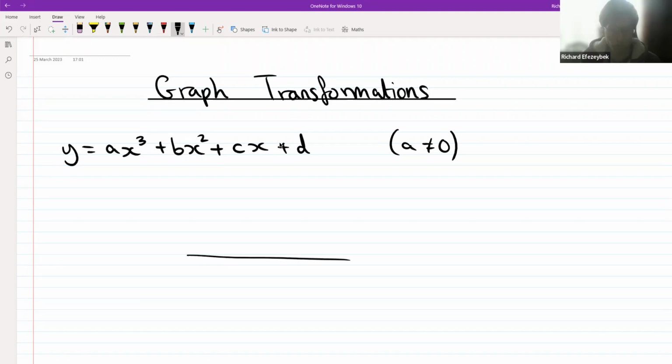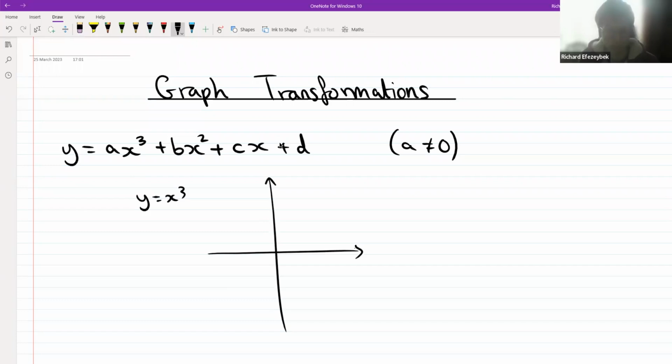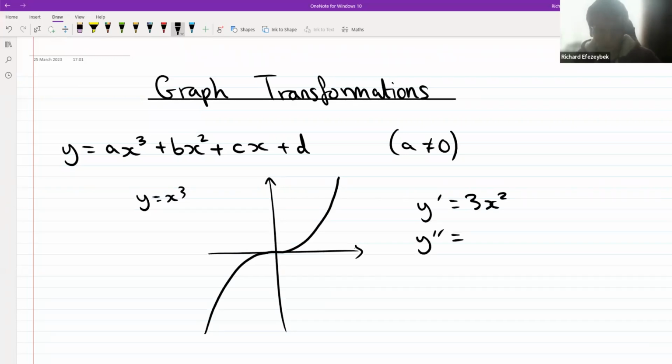So let's start with the simplest cubic, that is y equals x cubed. Gives us this kind of shape. Okay, and at the origin, that is a stationary point and a point of inflection. The way that we can prove that is to consider the first derivative, which is 3x squared, has a root at 0, and then the second derivative is 6x, which also has a root at 0.